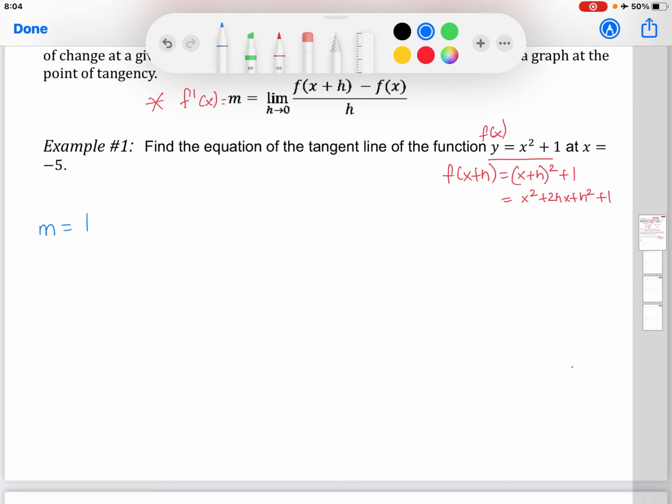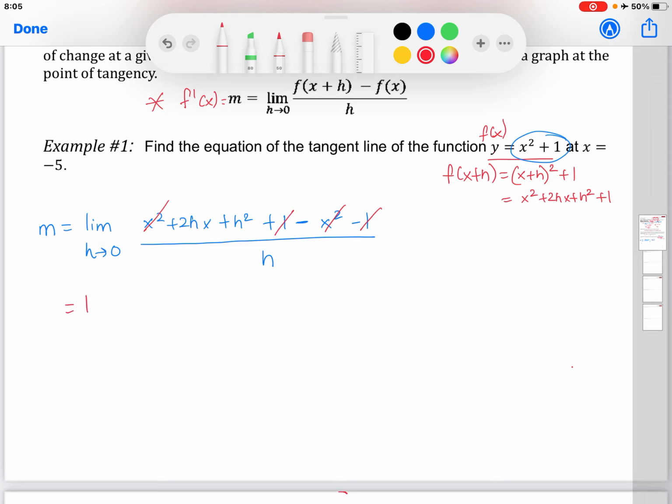the limit as h approaches 0 of f of x plus h, which would be x squared plus 2hx plus h squared plus 1, minus this, which would be x squared plus 1. I distributed the negative, also all over h. Your hint should be that all these terms should cancel out. You should be left with only h terms.